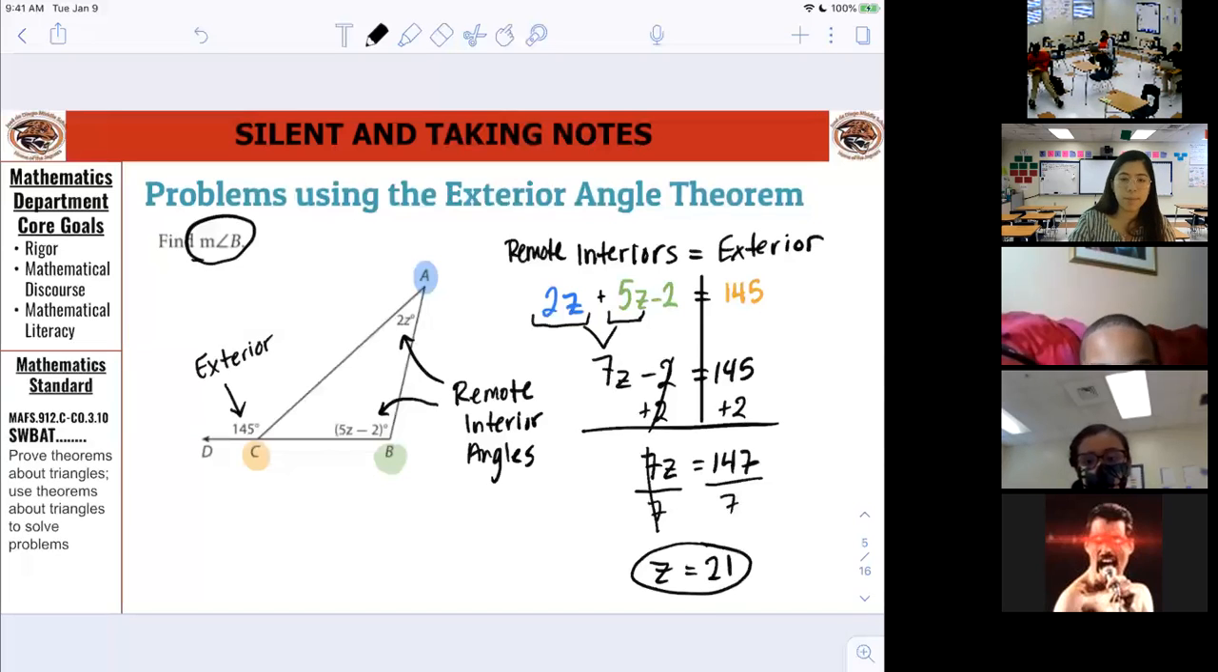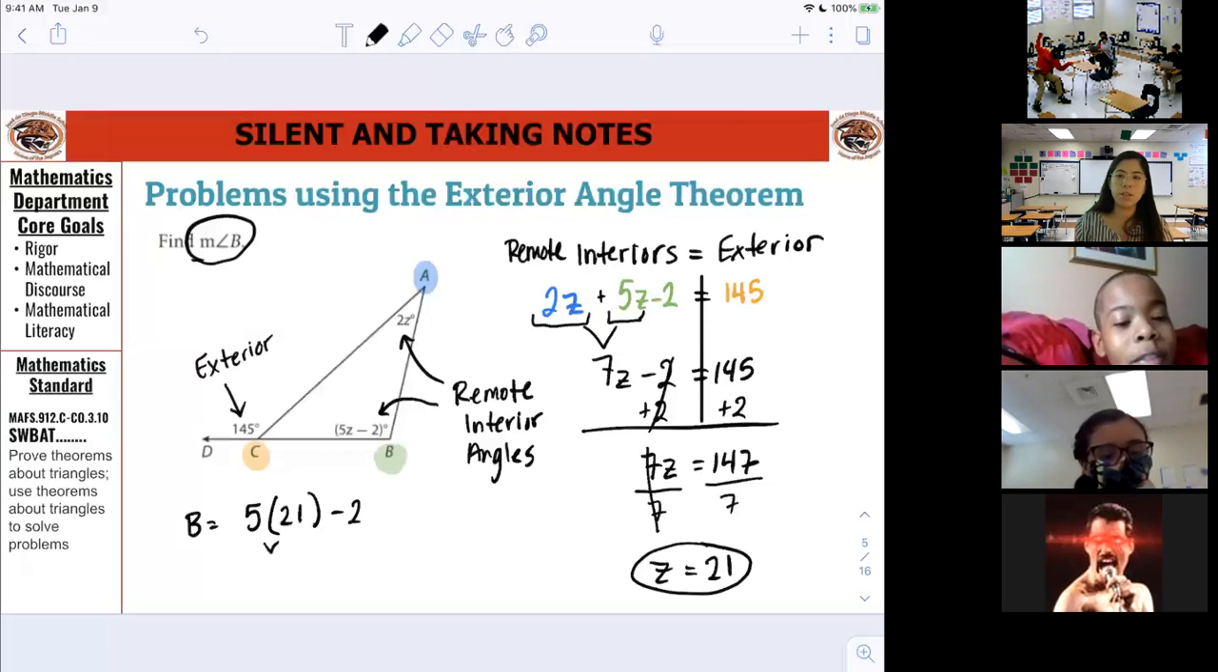All right, so I'm trying to figure out B, but all I know is Z right now, so I need to plug Z into the equation for B. I know B is 5 times Z, 5 times 21 minus 2. Or we don't have to plug it into the equation for B, because we could find the angle for C by subtracting 145 from 180, and then plugging Z into A instead of plugging it into B. And then we can add the angles and use that to find B. You don't have to plug it in.